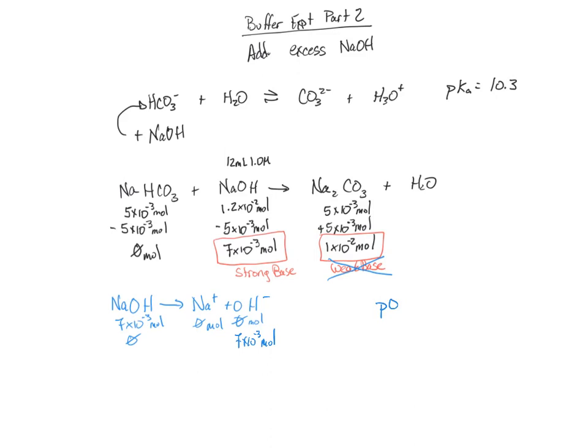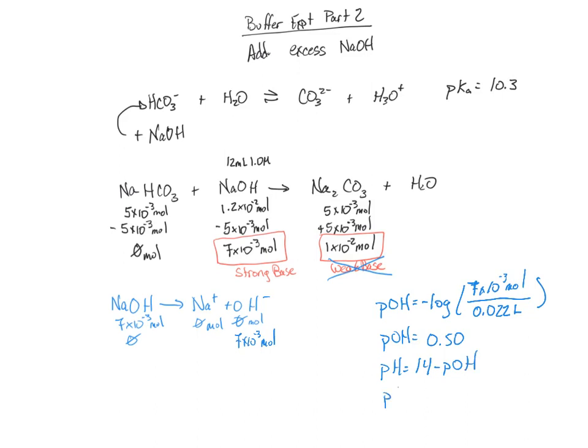So to get the pH, I need to go to the pOH first, and that's going to be minus log of the concentration of OH minus, and the concentration of OH minus in this case is 7 times 10 to the minus 3 divided by 0.022 liters. And so the pOH is equal to 0.50. The pH is equal to 14 minus the pOH, and so the pH is equal to 13.5.